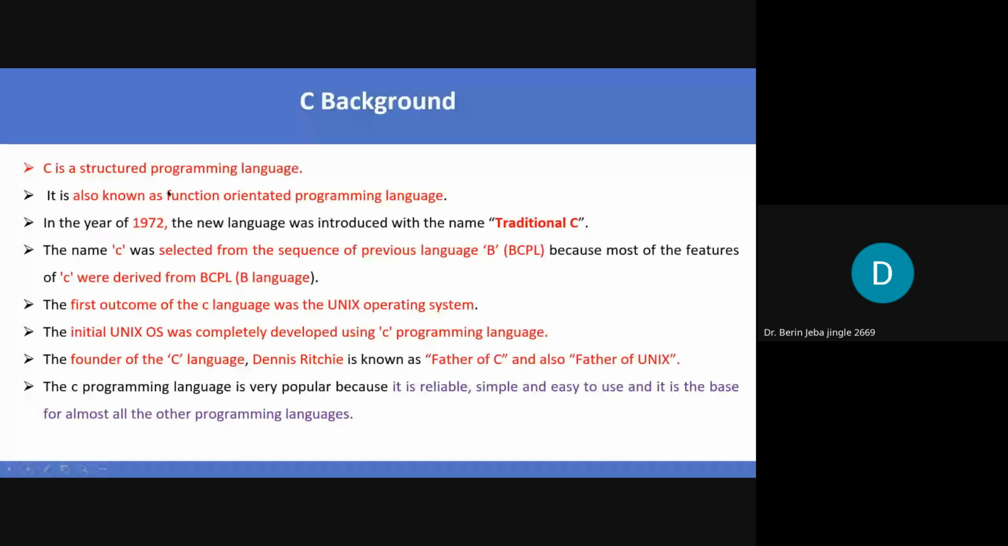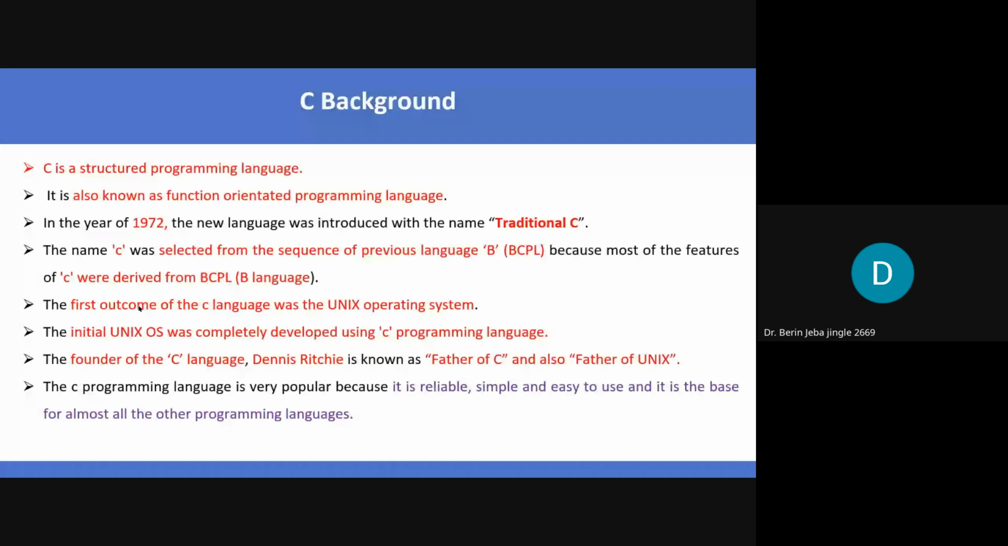It was invented in 1972. The new language was introduced as traditional C. Initially, the name was traditional C. The name C was selected from the letters of the code. C is the extension of the B language; the next version of B is the C language. It is derived from the BCPL language, which we call the B language.